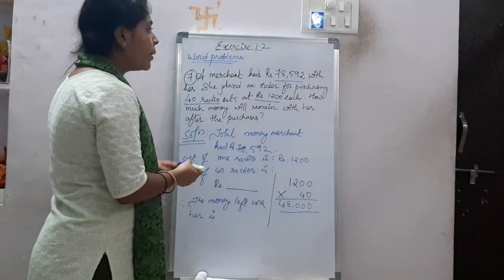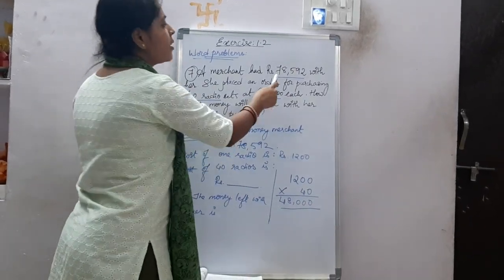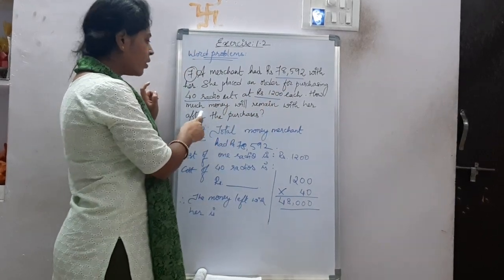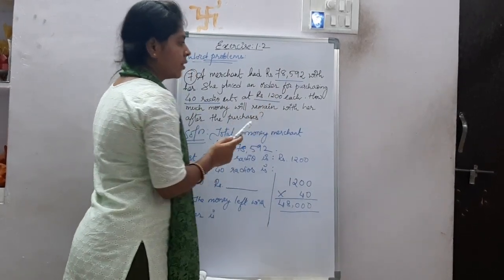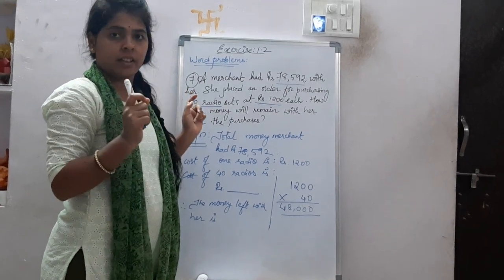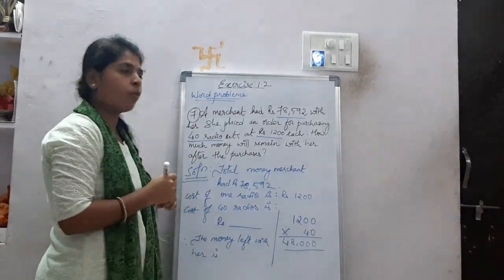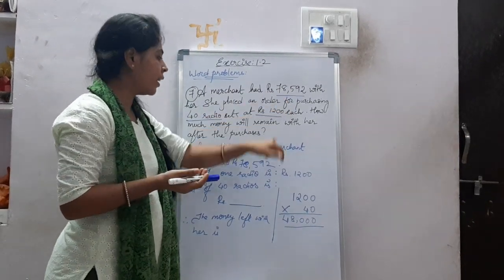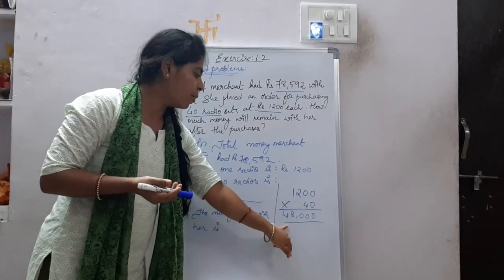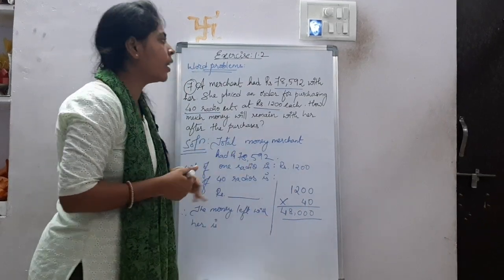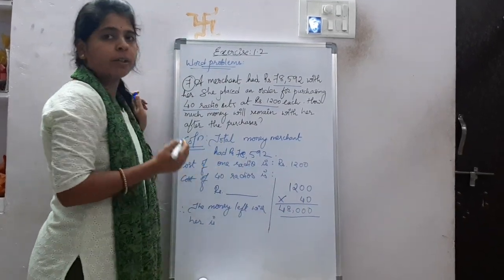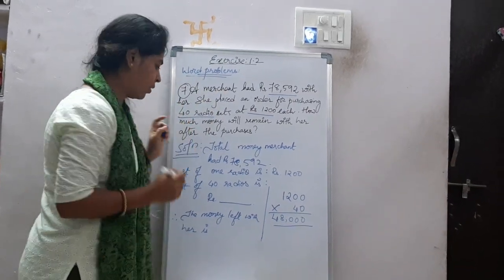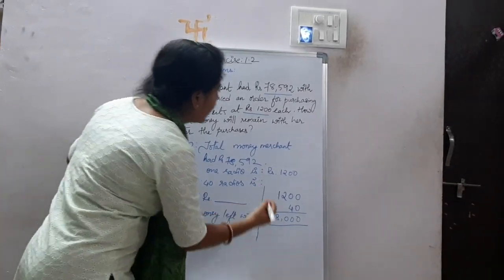Fine. Now the total amount she had is 78,592. The question asks how much money will remain with her, how much money is left. You have to find that out. So take the amount she had and the amount paid for the 40 radios, and subtract, because you have to find what remained. So you have to use subtraction here.